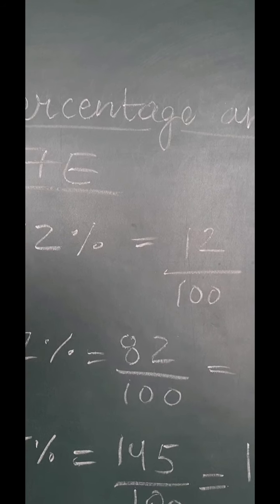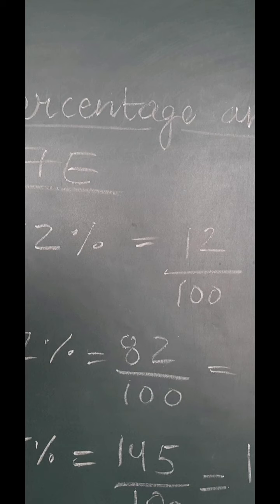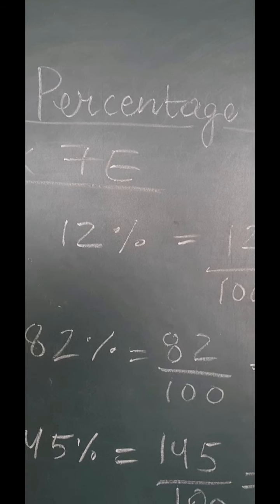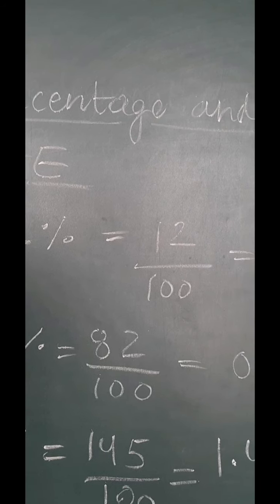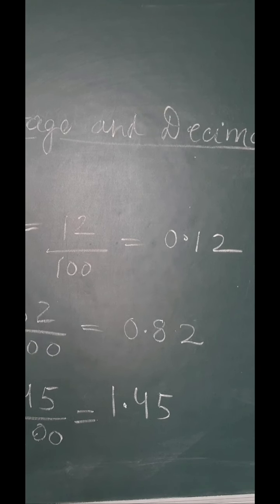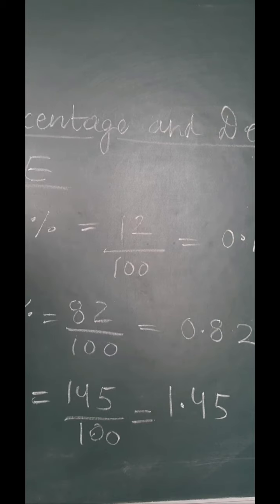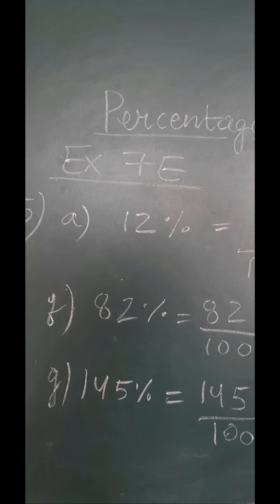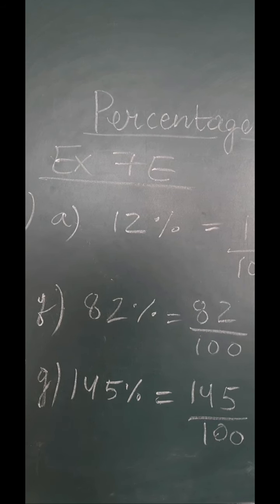So 12% can be written in the form of a fraction as 12 upon 100. First step is completed. Now the second step. Since 100 is having two zeros in the denominator, we have to place a decimal point before two digits from the extreme right. So it will become 0.12. Now moving on to the next options. Option number B is 5%. I have not done it. Option number C is 12%.